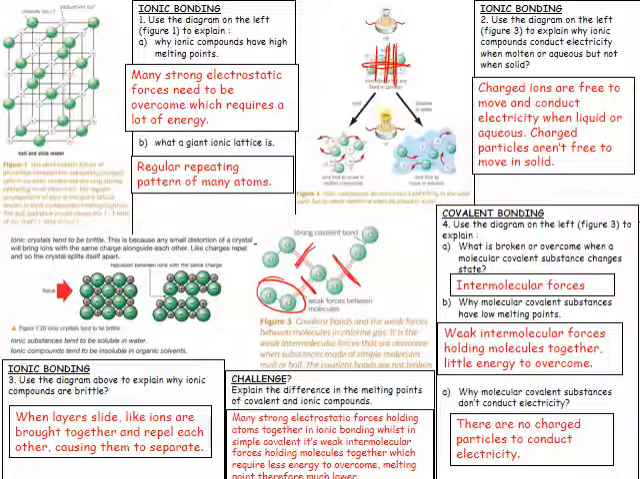If you're talking about giant covalent, then you are breaking covalent bonds. Okay, so you need to know what type of bonds you're breaking, and that will tell you whether the melting point is high or low, whether you need to put in a lot of energy to break them or not.